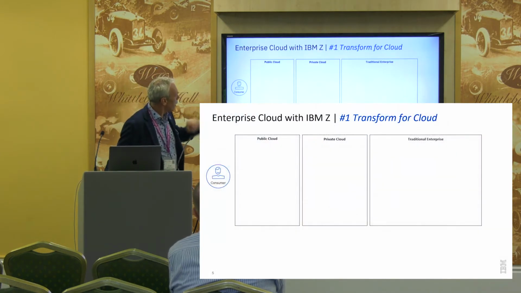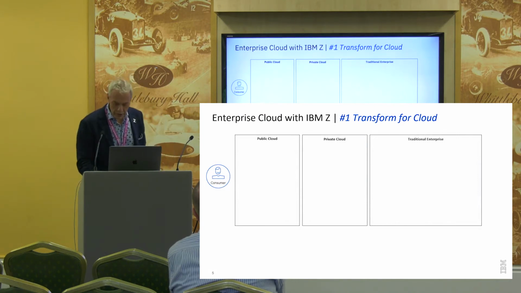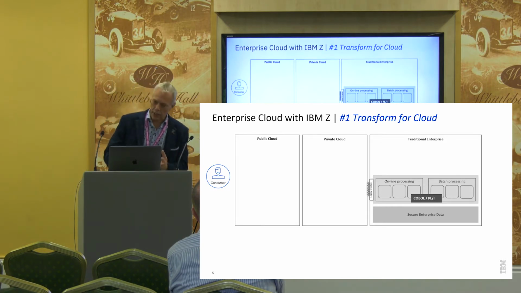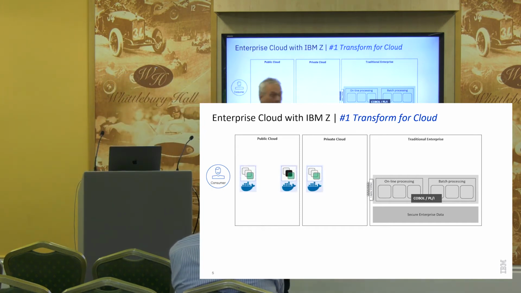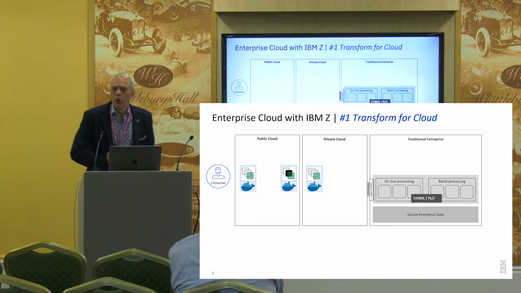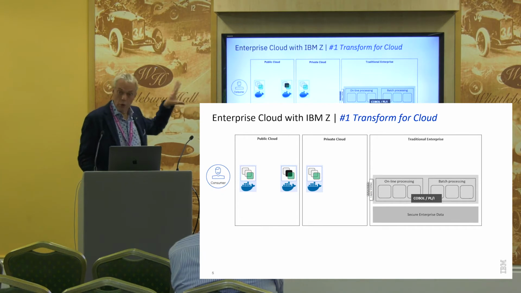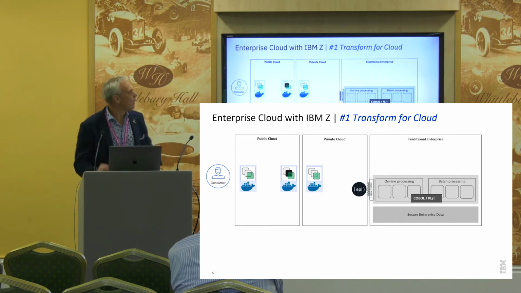So enterprise with IBM Z, first thing, transform to cloud. If I do a whiteboard session, we typically see we have our secure enterprise data, and we have our online processing, batch processing, typically written in COBOL, PL/I, assembler, that kind of stuff, which don't necessarily have an open interface. It was more a legacy interface. On the other hand, we see in the public cloud all kinds of Dockers and microservices, REST API enabled by nature. So we have to kind of gap that bridge.